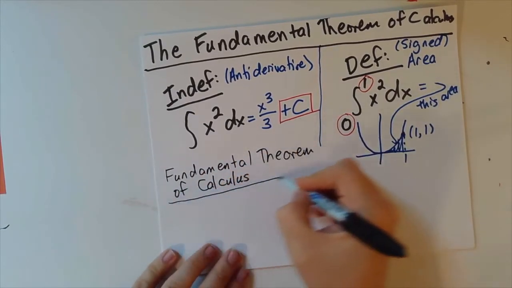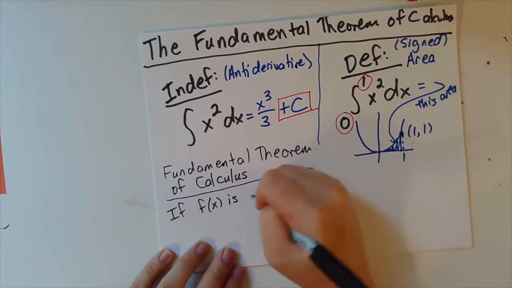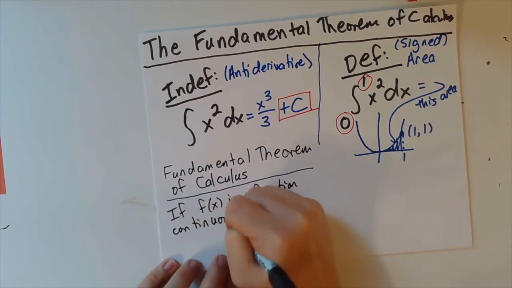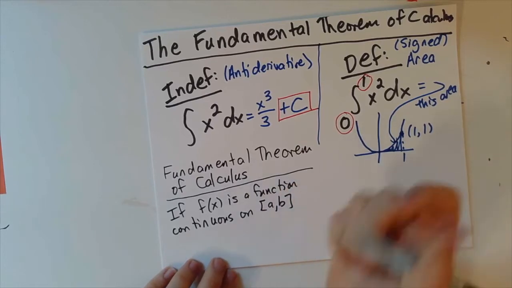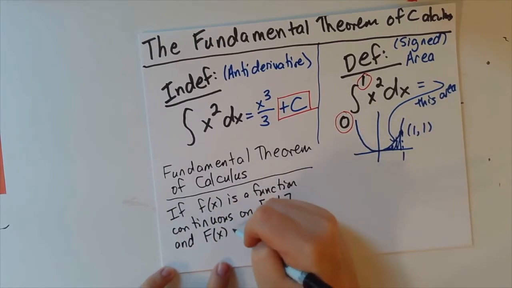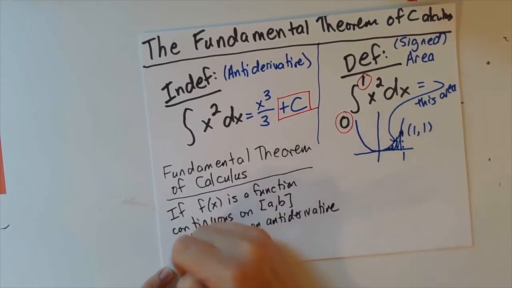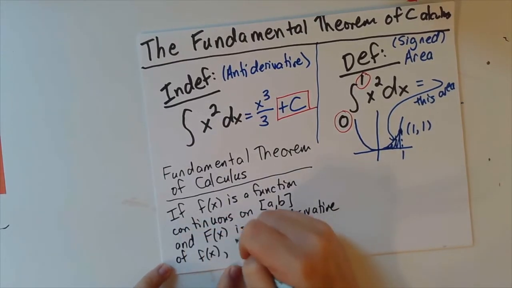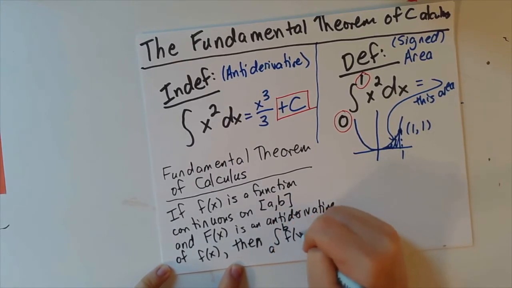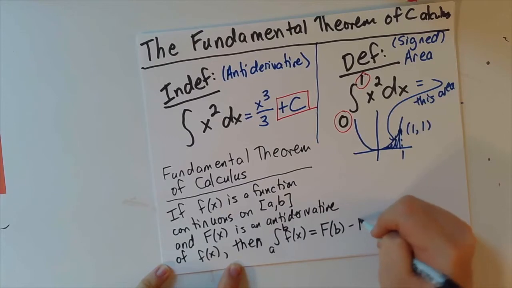And what does the fundamental theorem of calculus say? It says that if little f of x is a function continuous on [a, b], and big F of x is an antiderivative of little f of x, then the integral from a to b of little f of x is given by the formula big F of b minus big F of a.